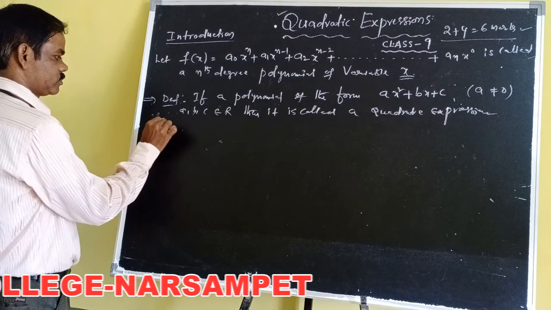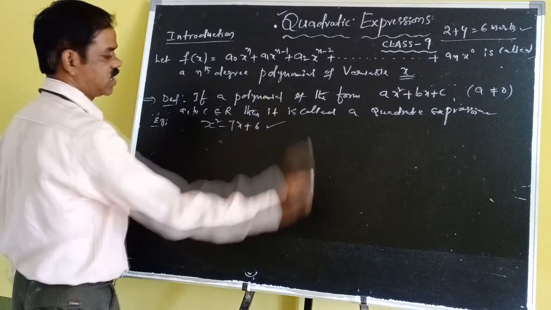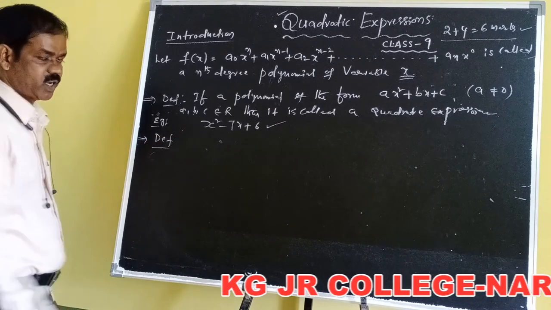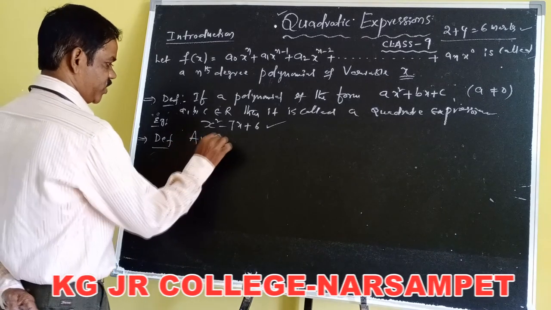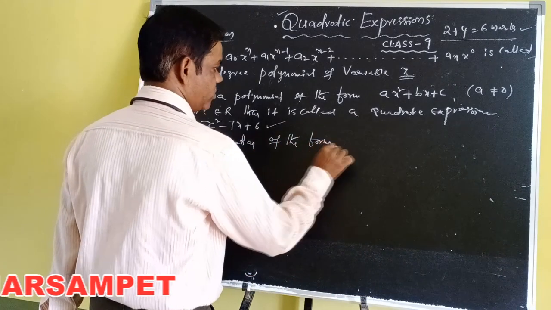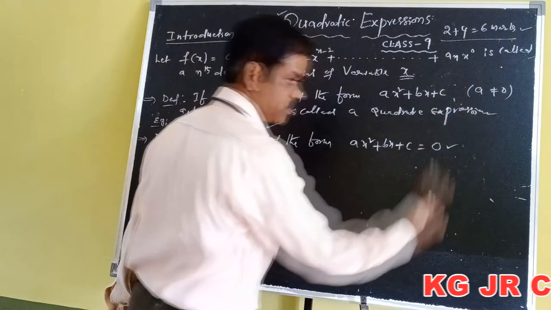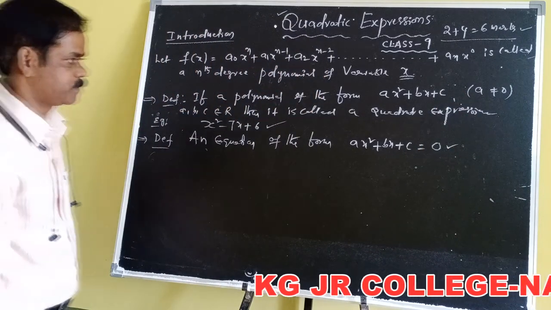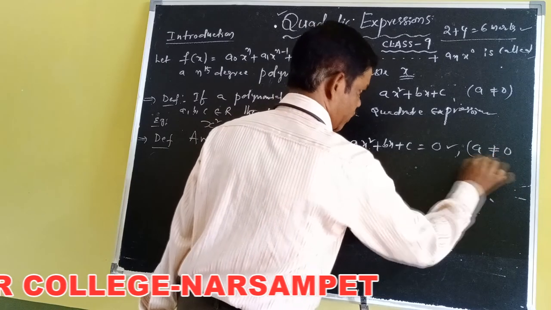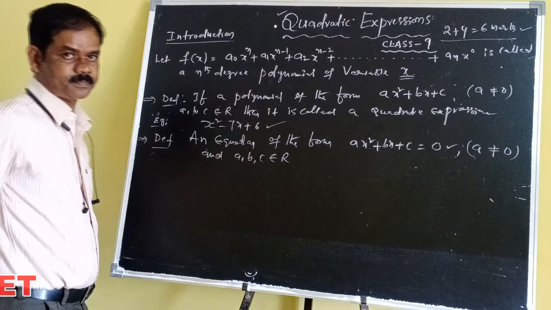Now see here. For example, I am taking x square minus 7x plus 6. Yes, this one is called a quadratic expression. Next, the definition of a quadratic equation. An equation of the form ax square plus bx plus c is equal to 0. Whenever it is equal to 0, then it is called a quadratic equation. Same condition here also: the x square coefficient a is not equal to 0, and a, b, c belong to real numbers. Do you understand, students?